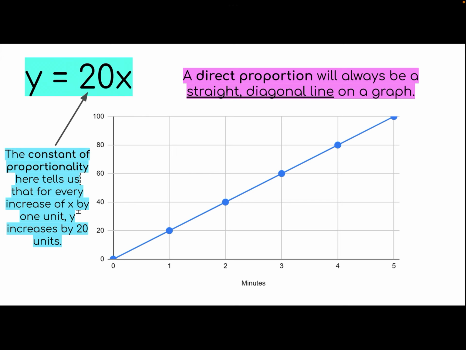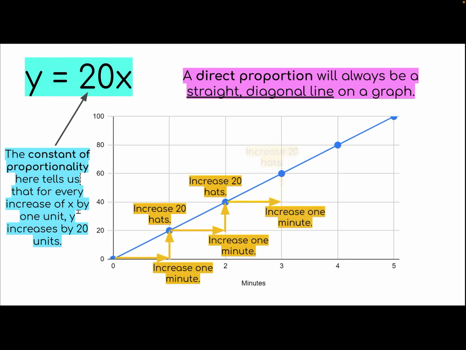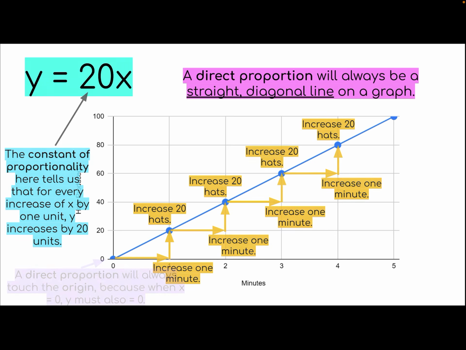The constant of proportionality here tells us that for every increase of x by 1 unit, the y increases by 20 units. That is also our slope. So take a look. An increase of 1 minute, increase of 20 hats. An increase of 1 more minute, an increase of another 20 hats. And so on and so forth.